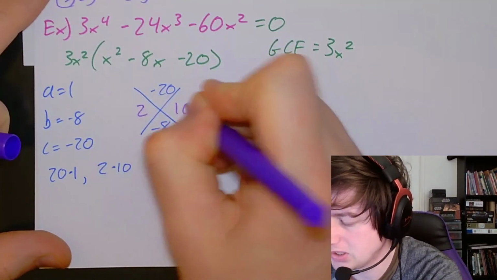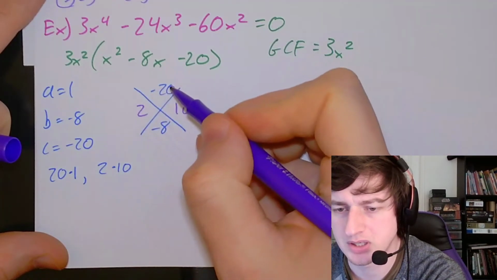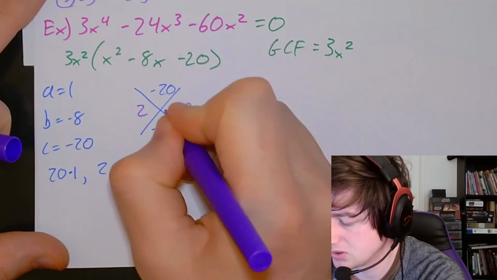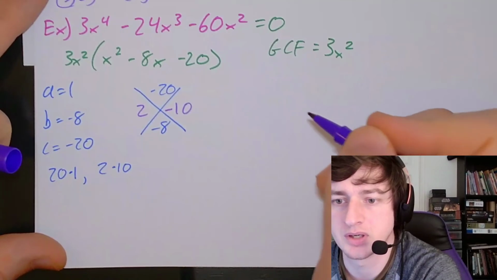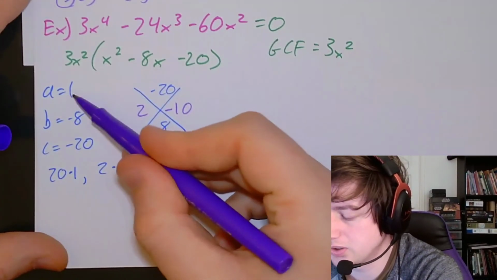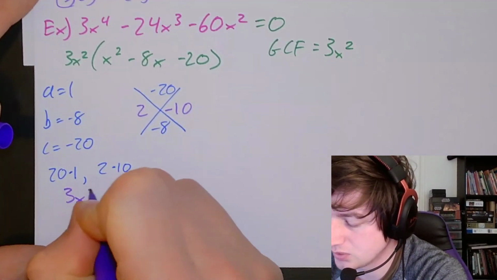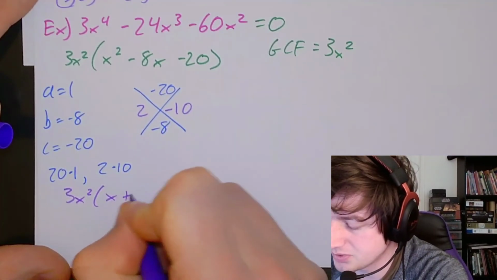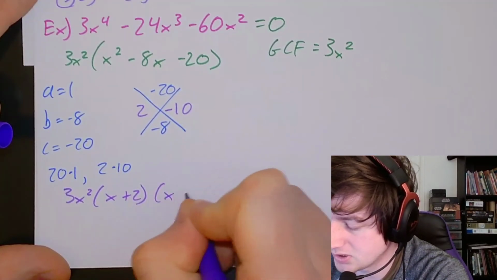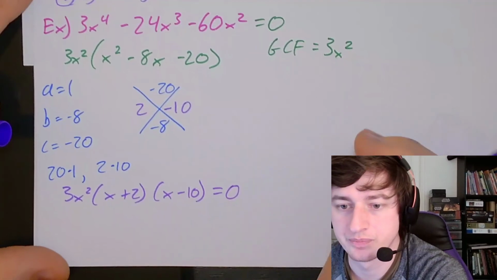One of them needs to be negative. To multiply to make a negative and add to make a negative, it needs to be the -10. That's the negative piece. And then since a is 1, we can just use 2 and -10 as our answer. So we get 3x squared times x plus 2 times x minus 10. That equals 0.